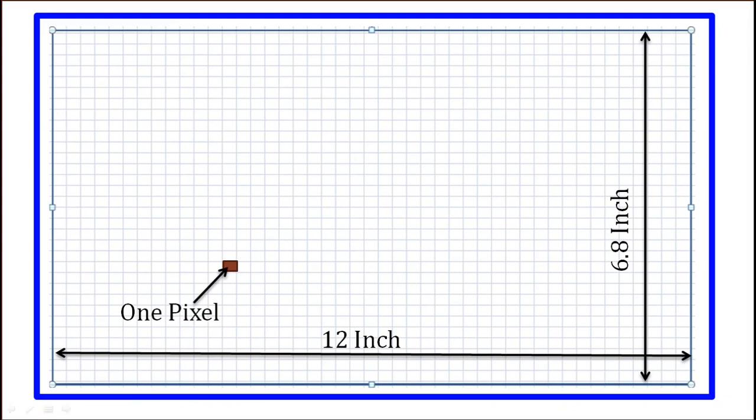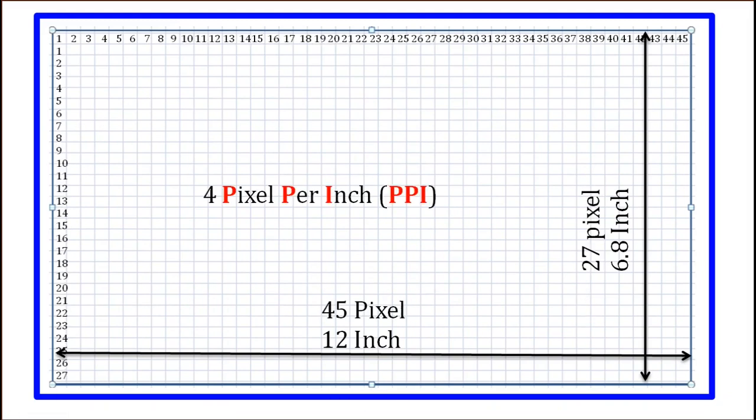Like that, any screen has more pixels in the horizontal direction as well as in the vertical direction. Here, for example, we counted 45 pixels widthwise and 27 pixels vertically. Then we can say this is a 45 pixel width and 27 pixel height. To work out the density, it has 4 pixels per inch. That is what we call the PPI.